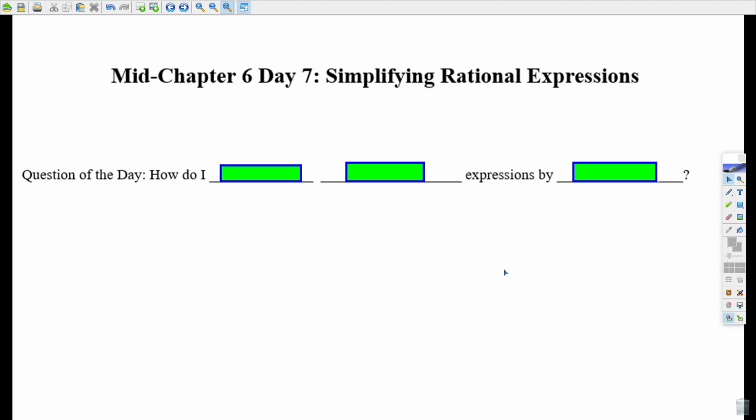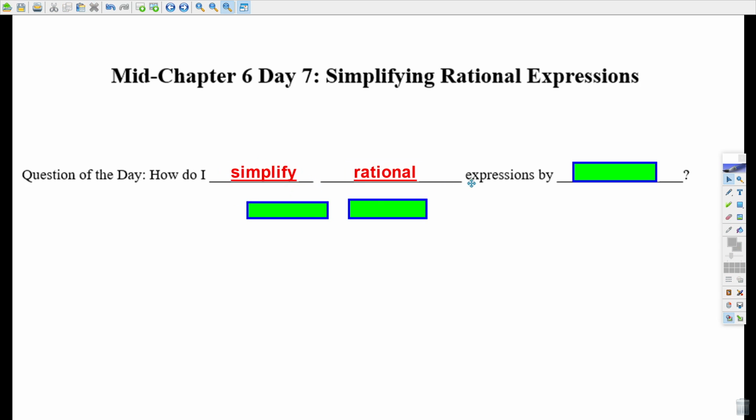So this will probably be the last thing we do for our mid-chapter. So this will be day 7, and we'll wrap it up. We're going to do some fractions and factoring, putting those two things together. It's called Simplifying Rational Expressions, and once we're done with this, we go back to regular chapter 6. So what we're going to do today is simplify rational expressions, but we're going to do it by factoring.